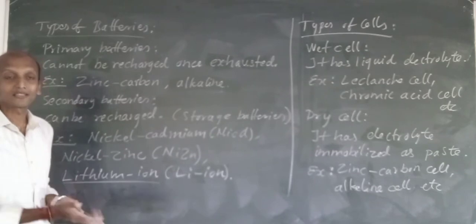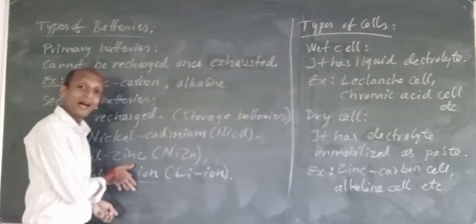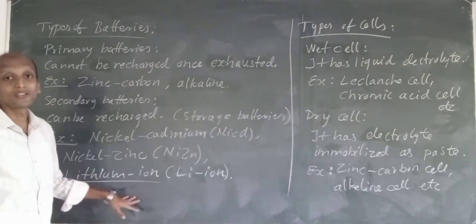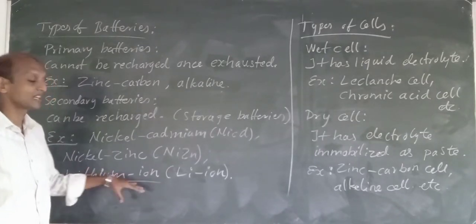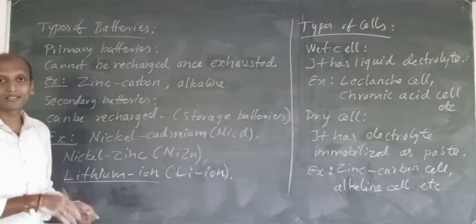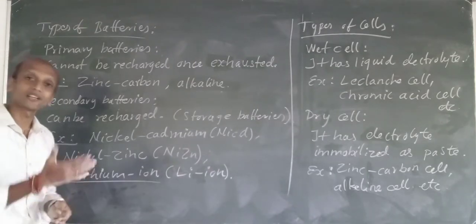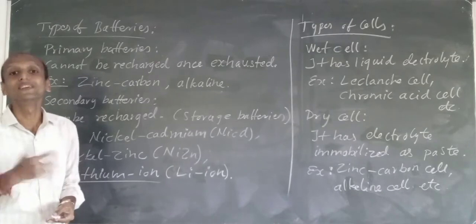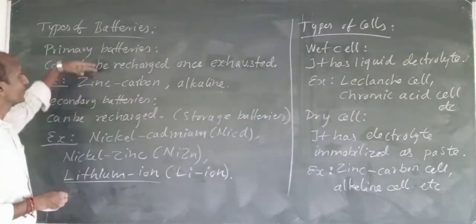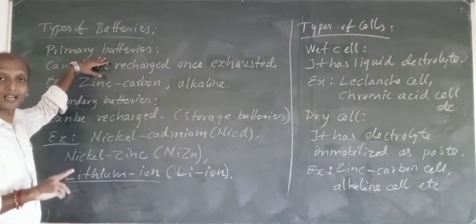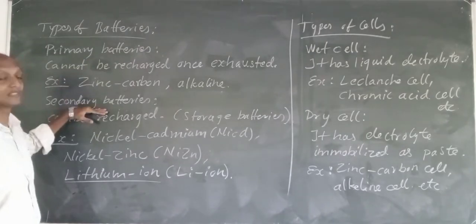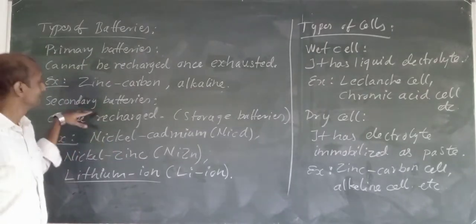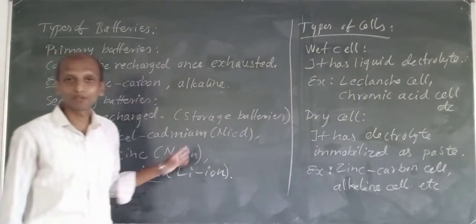So this has a lot of applications, and the major application is your mobile phones, which use lithium ion batteries. You are aware of what are rechargeable batteries and what can't be recharged. The batteries which can't be recharged are called primary batteries, and the ones which can be recharged are called secondary batteries or storage batteries.